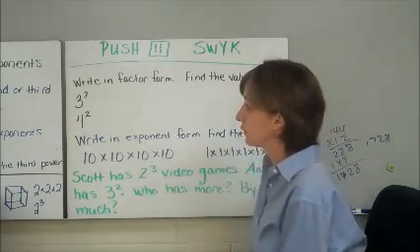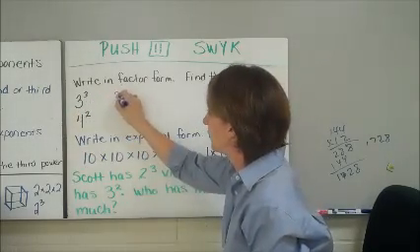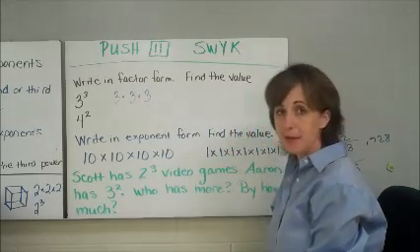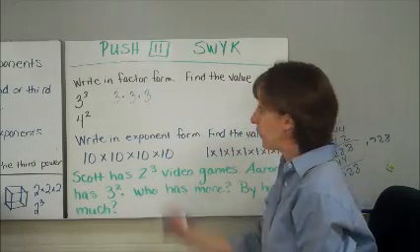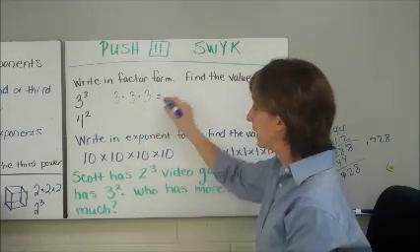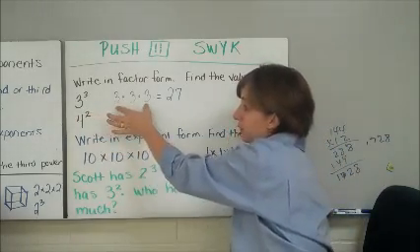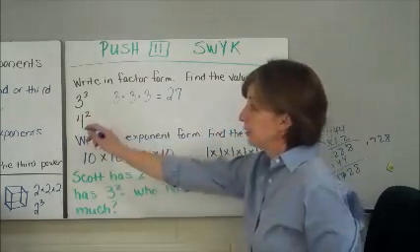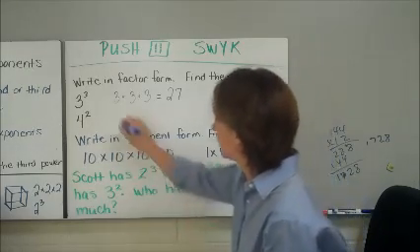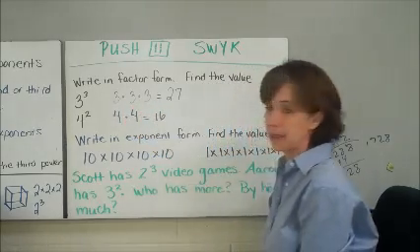We would write it in factor form, which means we would write our base, the amount of times our exponent says to write it. So 3 times 3 times 3 is in factor form. Find the value. We would do 3 times 3 is 9, and 9 times 3 is 27. We have written it in factor form and found the value. Do the same thing with 4 to the second power or 4 squared. 4 times 4 is 16.